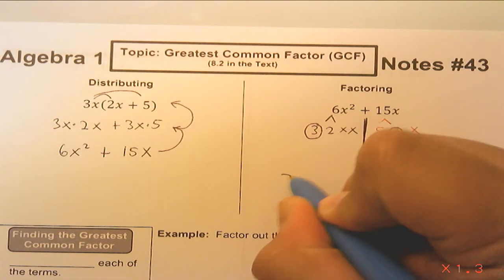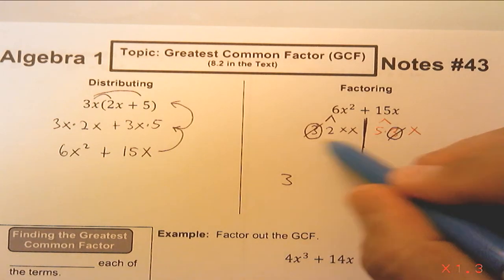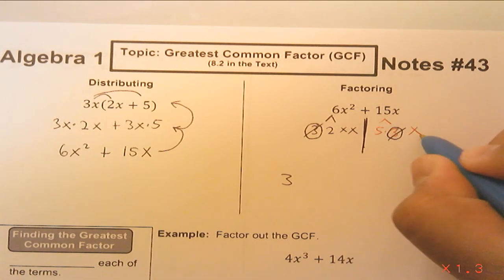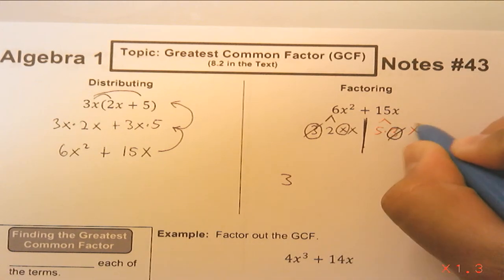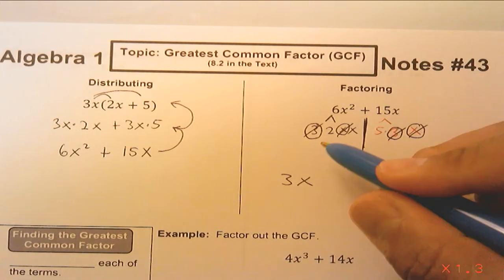So I'm going to take a 3 out, cross them off. All right. And then I don't have any other numbers. So now I'm going to look at the letters. I got an X here and an X here. So I'm going to take an X out, cross them off, and that's about it.